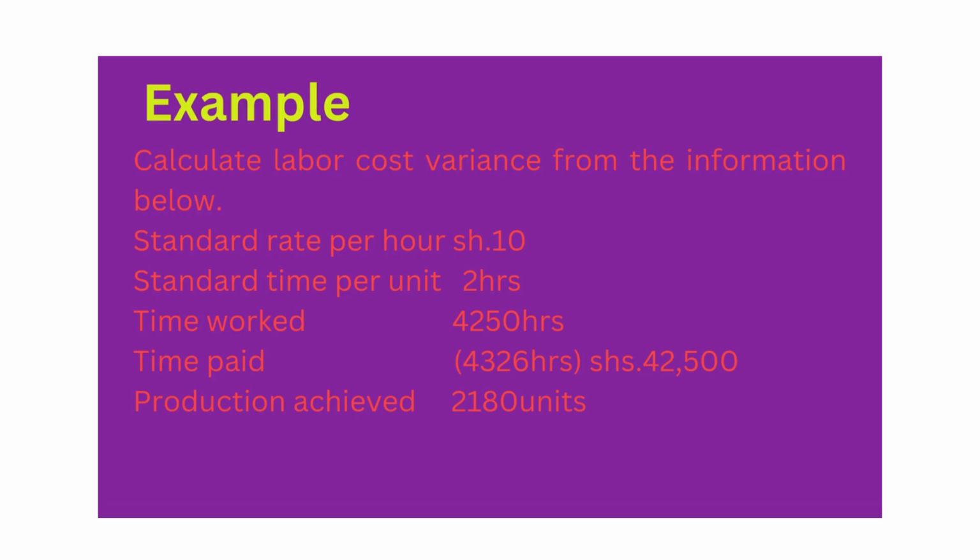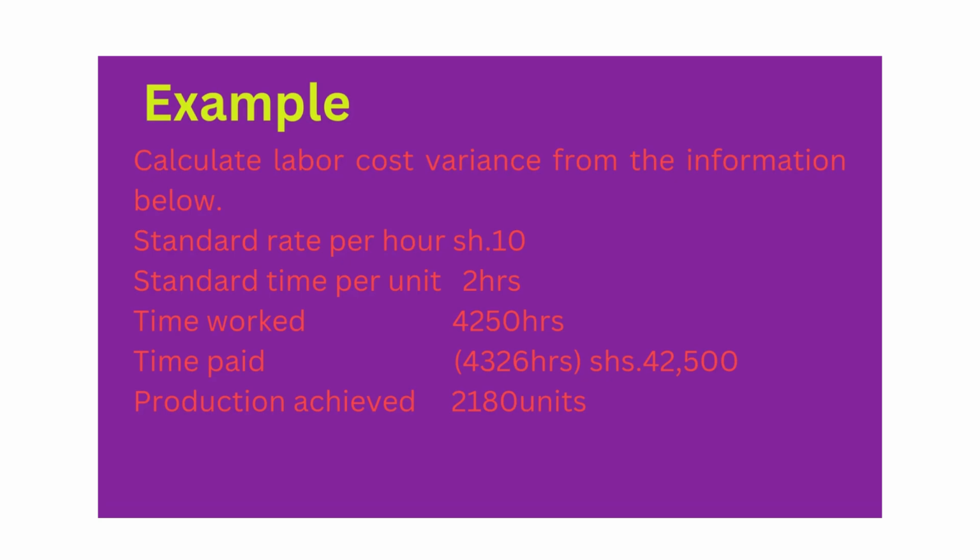First, to calculate material price variance, which is given by actual price multiplied by actual quantity minus standard price multiplied by actual quantity. In our example, the actual cost is 84,000 shillings because we're given the cost, which is price multiplied by quantity, already. That has been multiplied. Our standard price is 5 shillings per kg.